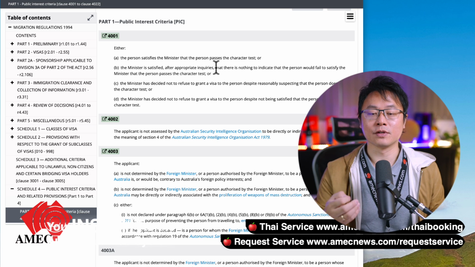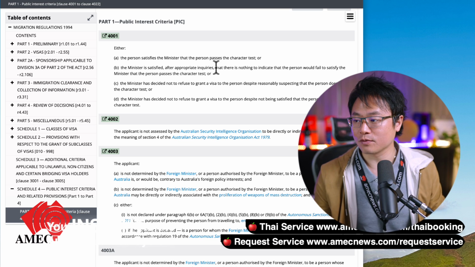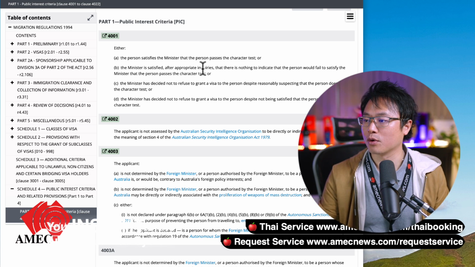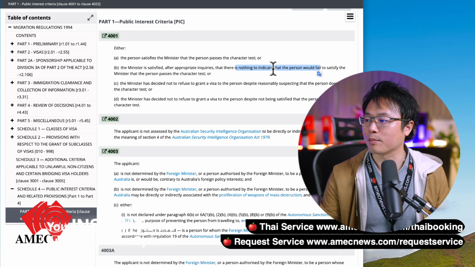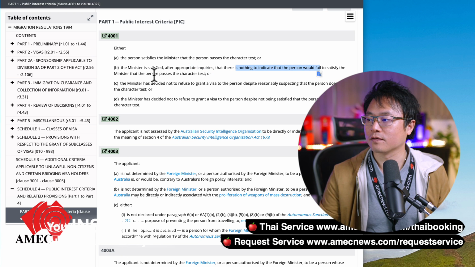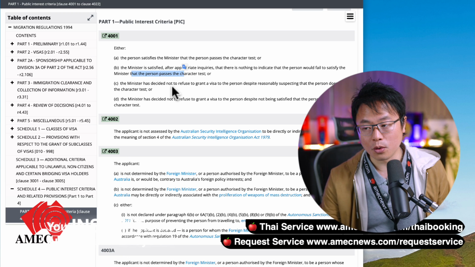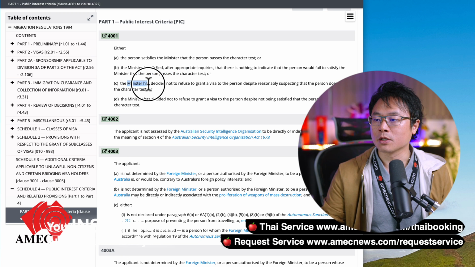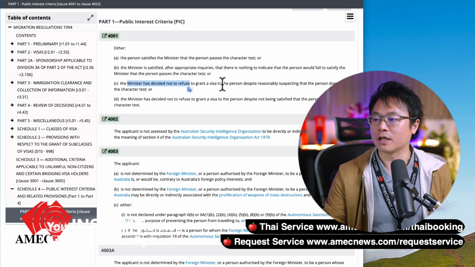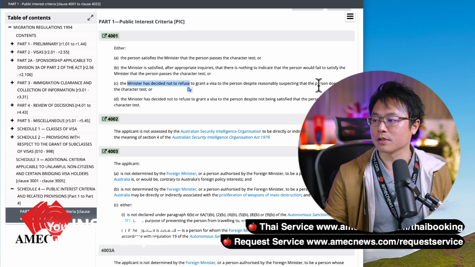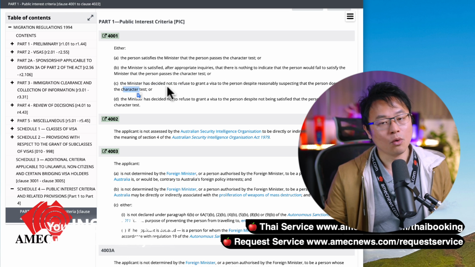All right, and the minister satisfied after appropriate inquiries, so they can ask questions or they can send a request. A lot of people have received a section 56 request. That's where it is. It says after appropriate inquiries, there's nothing indicated that the person had failed the character test. Or number C, the minister decides not to refuse to grant a visa to the person despite reasonably suspecting that the person does not pass the character test. Well, what does that mean?